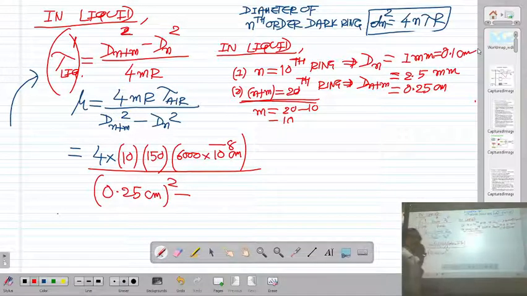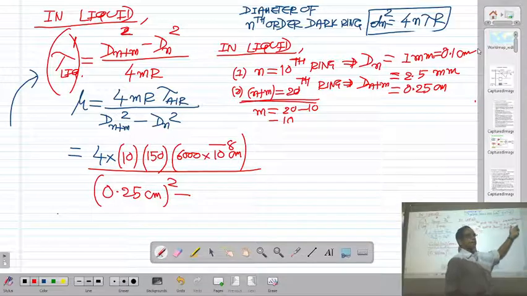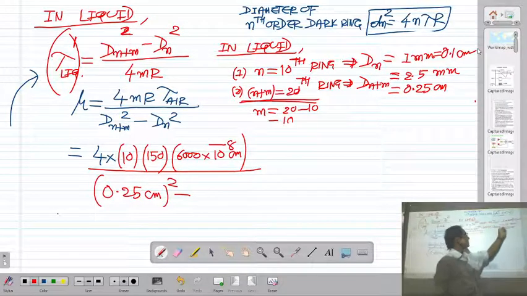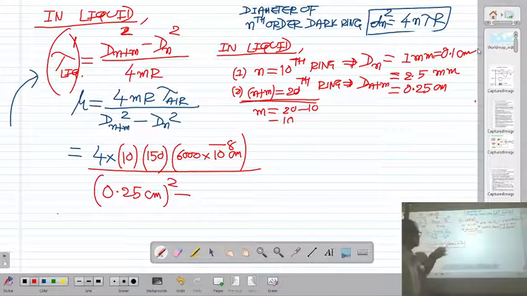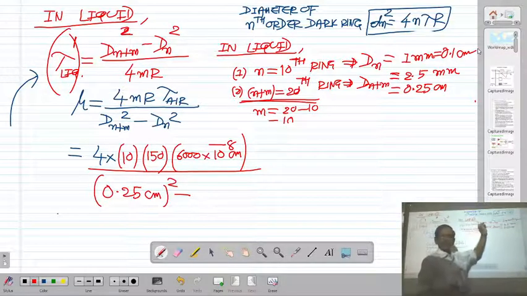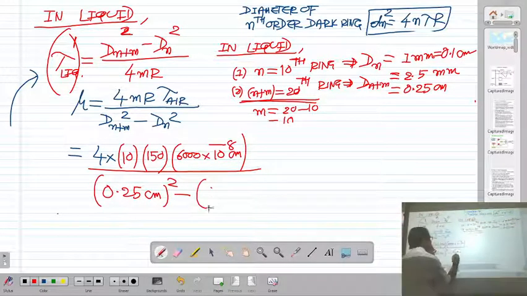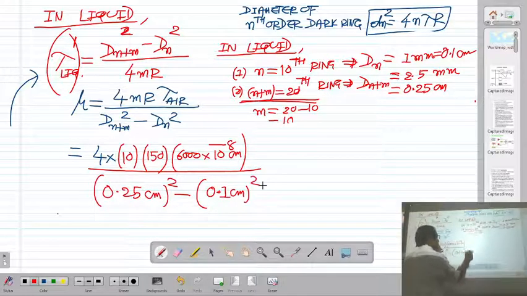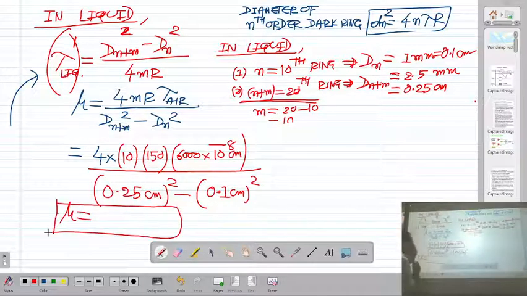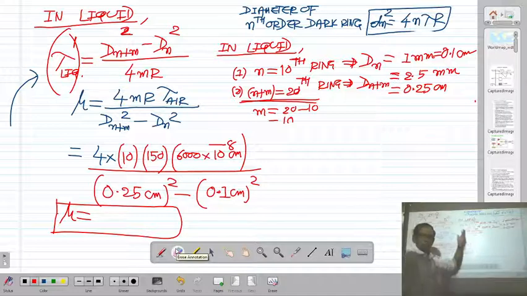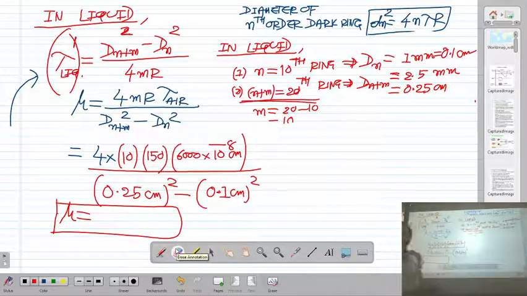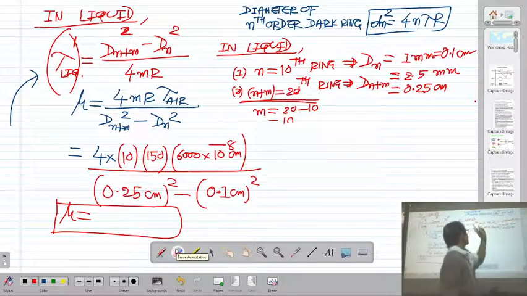Okay, so the diameter of the n plus 20th dark ring in liquid is 2.5 mm, that is 0.25 centimeter, square. Diameter of Dn, the 10th dark ring in liquid, is 1 mm or 0.1 centimeter. Solve this. Now you can calculate this, and you will get the refractive index of the liquid. In this, the diameter of the 10th ring is 1 mm and the diameter of the 20th ring is 2.5 mm.